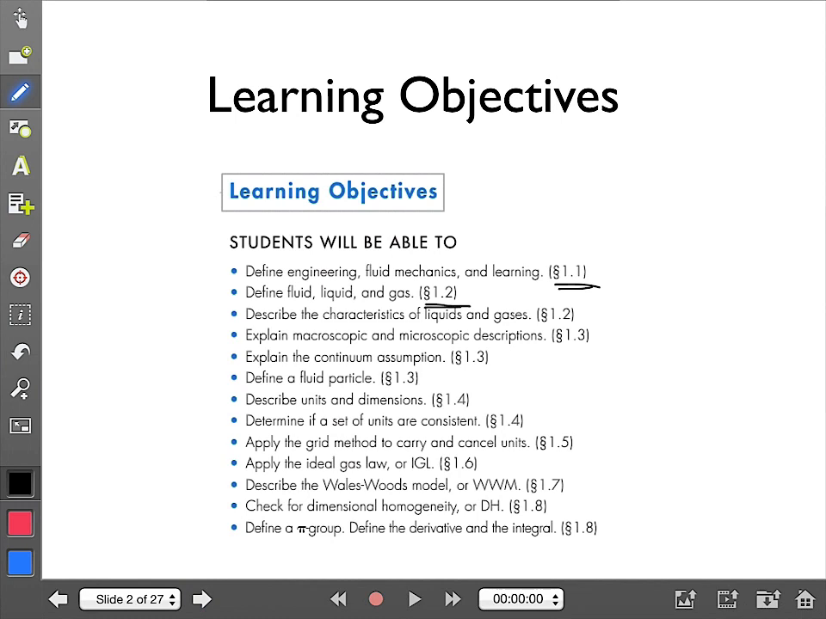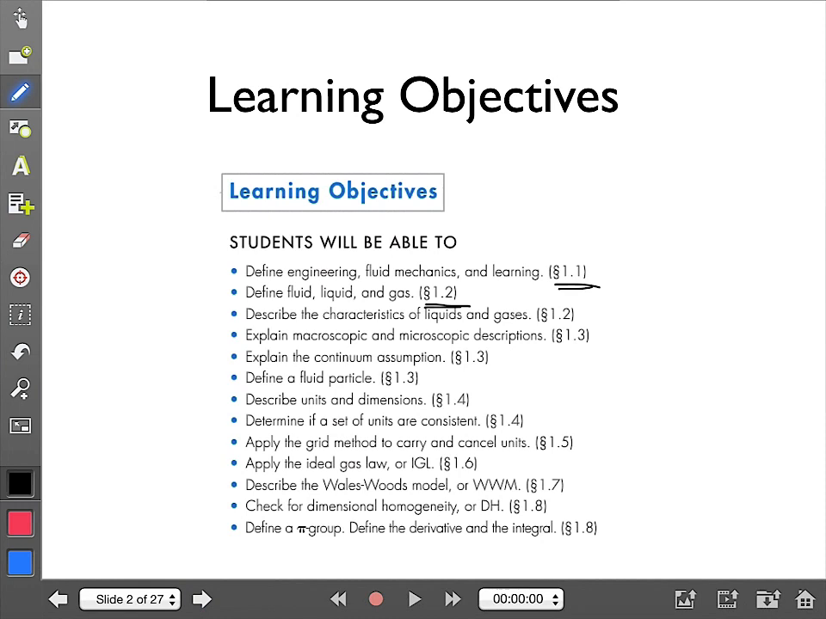And we can look at these to determine what we're supposed to be getting out of each one of these sections. It's always a good idea to look at these before you start each chapter to see what sorts of things you're supposed to be gleaning. So you can see that Section 1.1 starts out by defining engineering, fluid mechanics, and learning, and so forth.